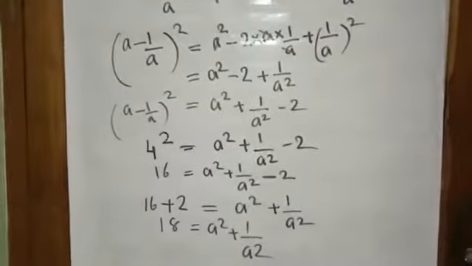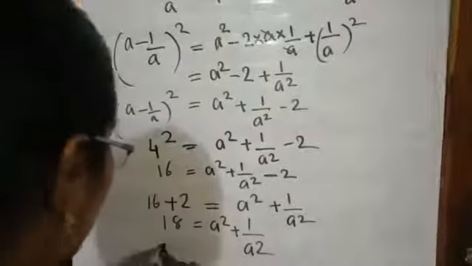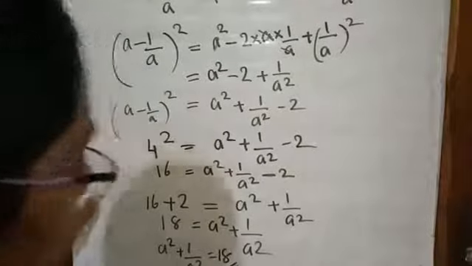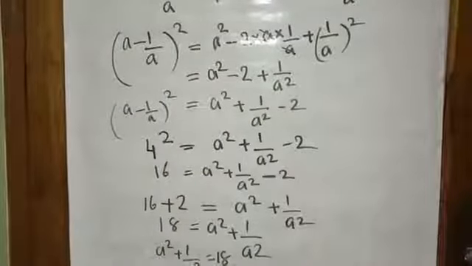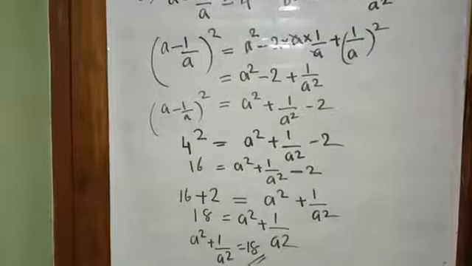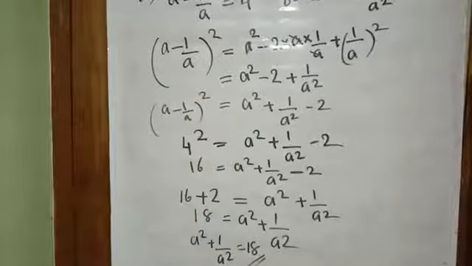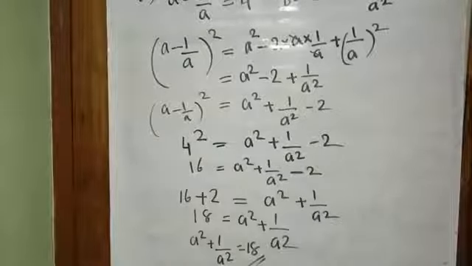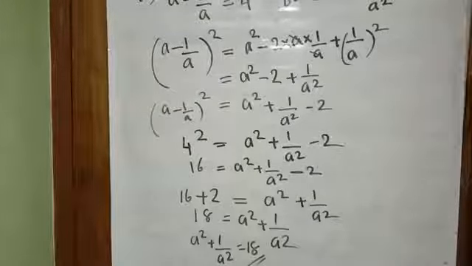18 is equal to a square plus 1 by a square. So a square plus 1 by a square is 18. Okay. So first write the expansion of a minus 1 by a the whole square. What is a minus 1 by a the whole square? A square plus 1 by a square minus 2. Then substitute the values and bring that minus 2 to the opposite side. It will become plus 2. That is 16 plus 2, 18. The remaining term on the right side is a square plus 1 by a square. Clear?